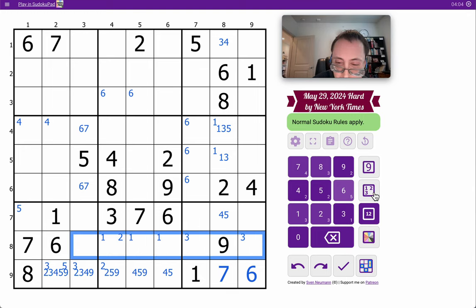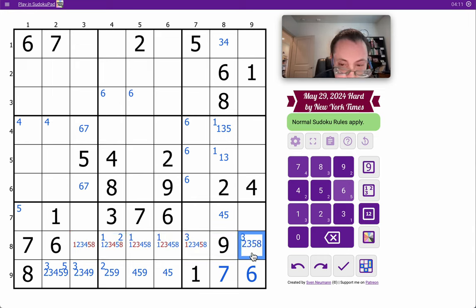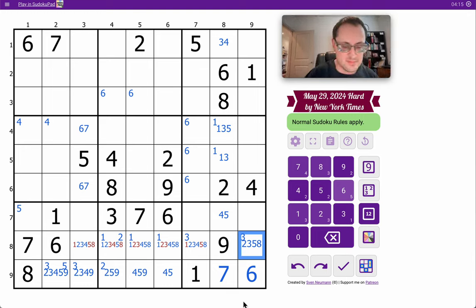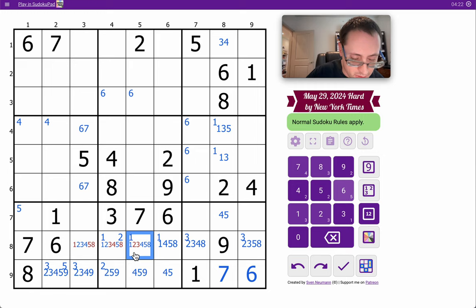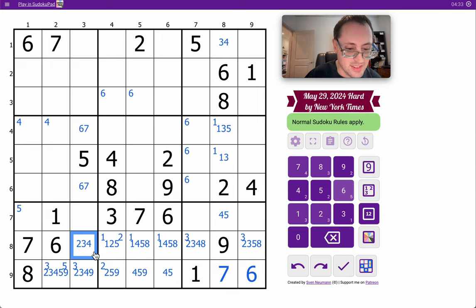Let's see, these cells can't be 6-7-9. So 1 and 4. This can't be 1 or 5. That one sees 2 and 3. Okay, these all see 3 by box. That one also gets rid of 4 and 8. That's no help. Yeah, I got nothing useful coming out of this so far.